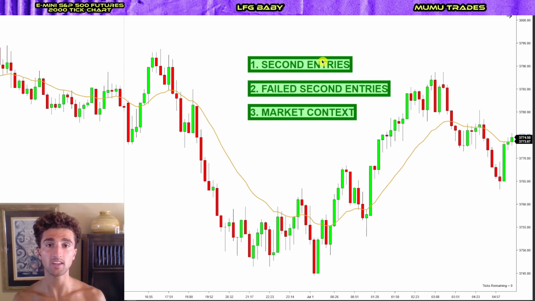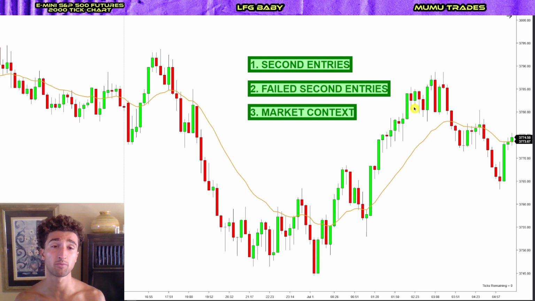So in price action, we always want to look for second entries, failed second entries, but always in the right market context. So that means in an uptrend, we only want to look for second entries long or failed second entries short. If we're in a downtrend, we want to look for second entries short or failed second entries long. And we're going to get into that in just a second.